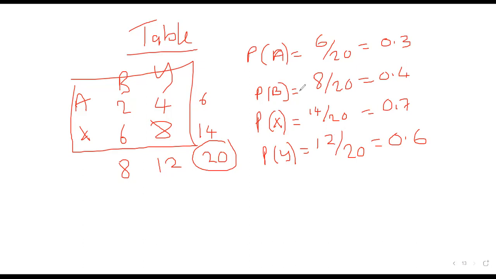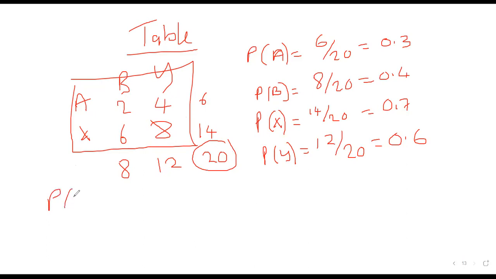Okay, just quickly, what we did is we found the totals here. The total 2 plus 1 is 4. 8 plus 6 is 14. Then for B, we get the totals there. So the probability of A is 6 over 20. Probability of B, 8 over 20. We're just getting this one over the total. Y, 12 over 20. X, 14 over 20.